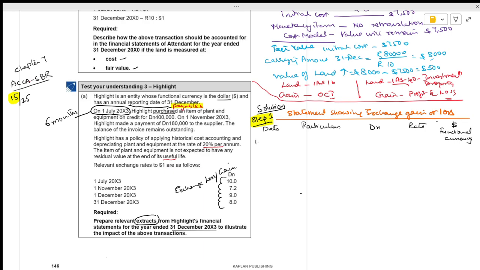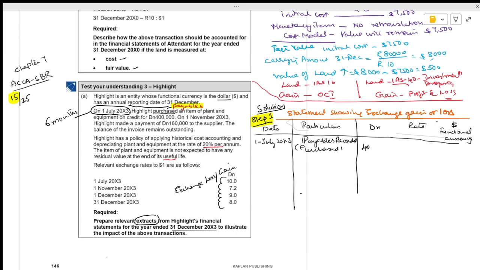First, when it has been governed, 1st of July. Is it right? 1st July 2003. Okay. Now payables recorded. Is it right? Payables recorded. They have purchased. Why did it happen? It is because they have purchased on credit. Okay. How much is there? They have purchased on how much? 400 DN. Okay. What is the rate?